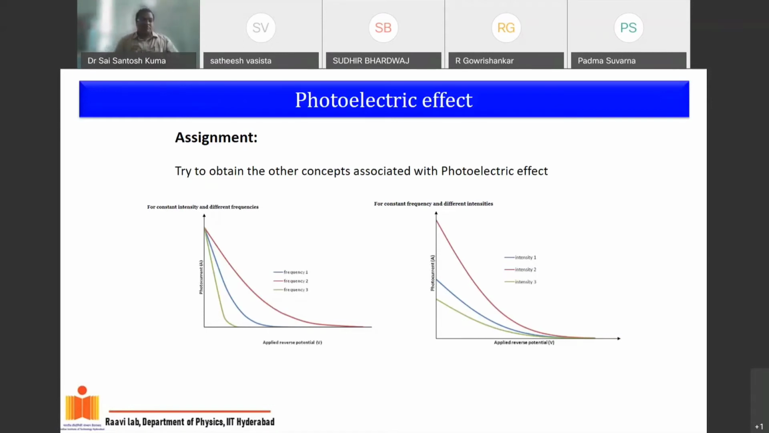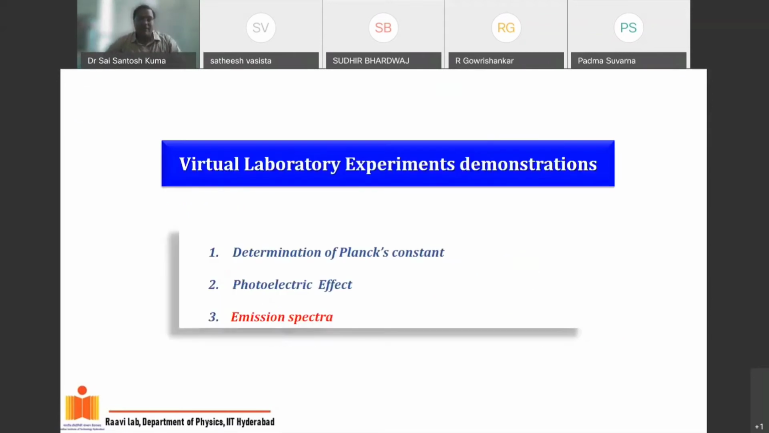So I think I'm at the end of this demonstration. The last experiment which I thought I will explain to you is emission spectra. What we are doing is slowly increasing the involvement of the concepts. It is becoming more and more involved.